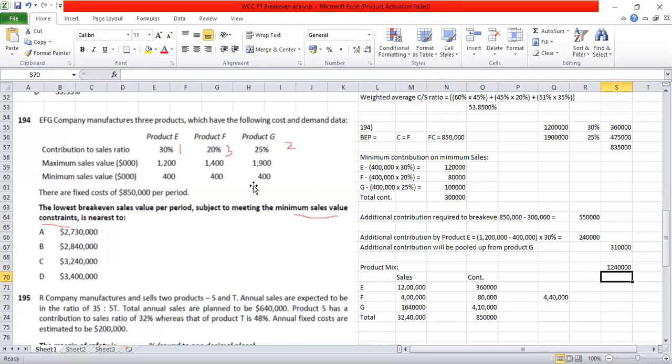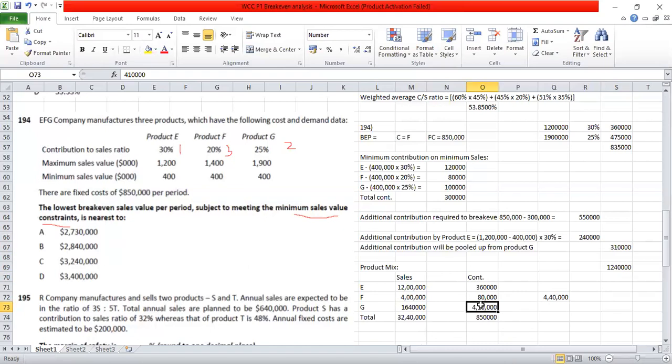So on that criteria, we prepared this table. So E is this much. F anyway will be only 400,000. G now has to contribute the rest of the contribution. Now these two have contributed 440. The balance of contribution of 410,000 should be pulled up by product G.